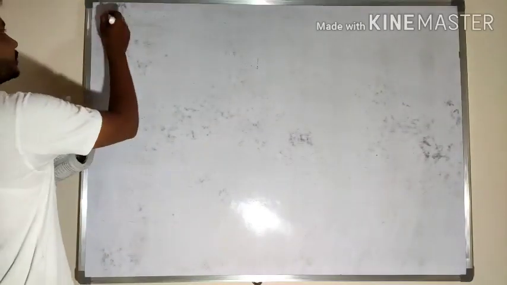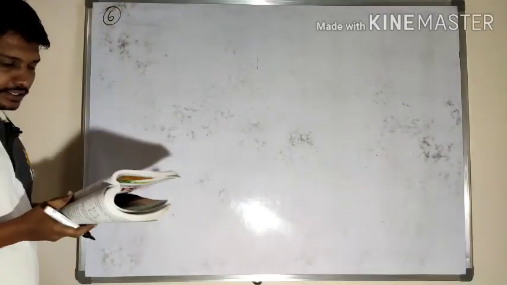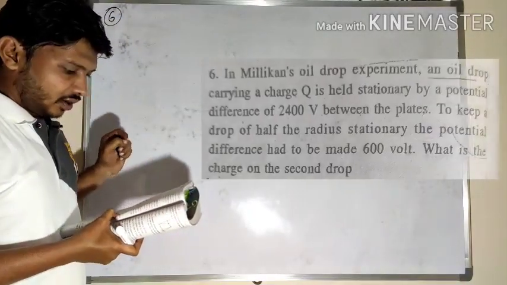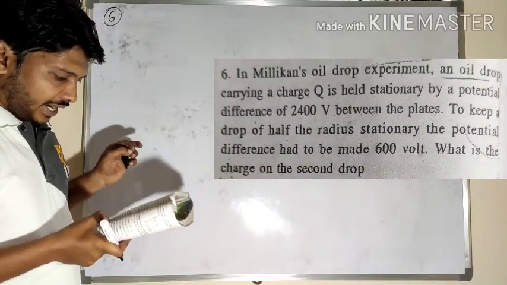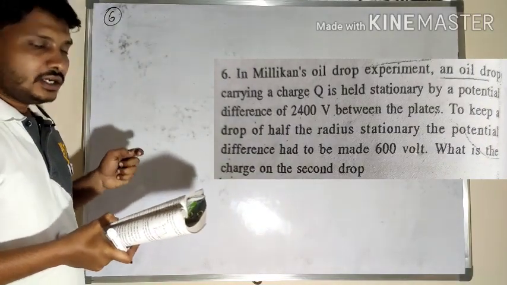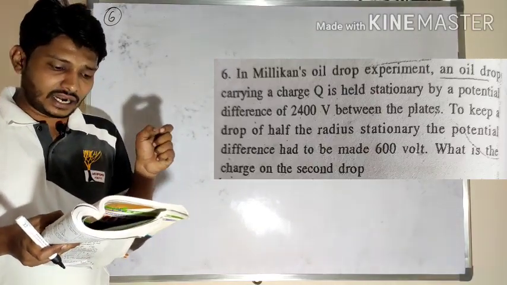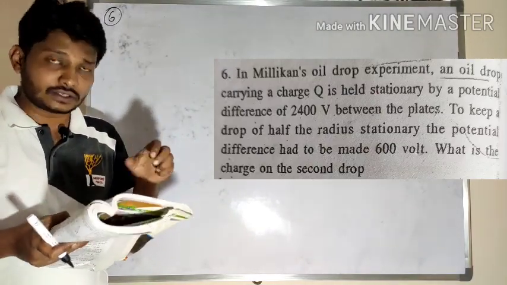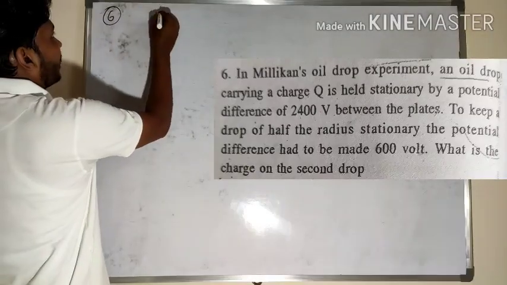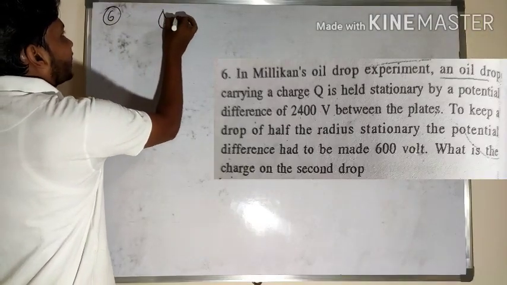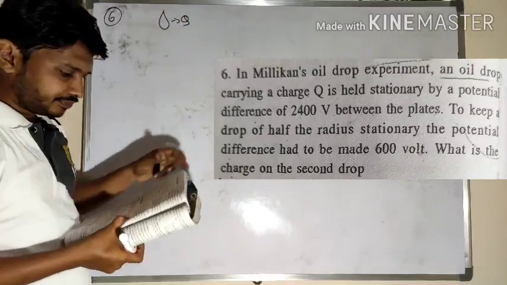Okay, we'll look at the next one. Sixth one here. In Millikan's oil drop experiment, an oil drop carrying a charge Q. So in Millikan's oil drop experiment, one oil drop is there, and that oil drop has the charge Q here. So what's that oil drop magnitude here? The oil drop magnitude is Q amount here.